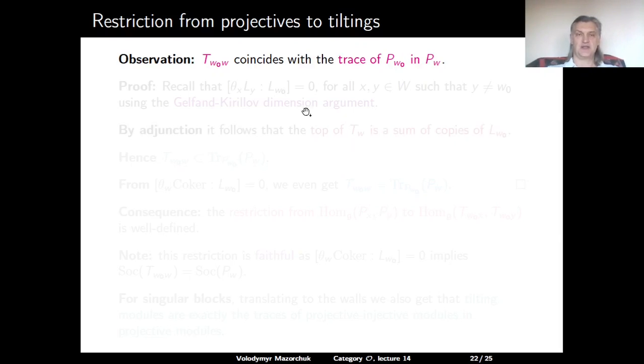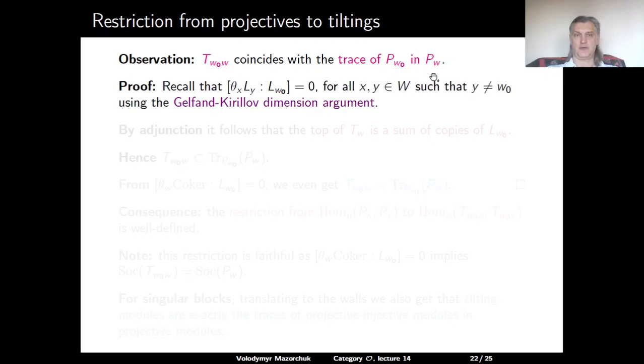The main observation is that the tilting module coincides with the trace of the projective-injective module in the projective module. So let's recall that if we take a simple module which is not antidominant and apply to it any projective functor, in the outcome we cannot get the antidominant simple as a subquotient, simply because antidominant simples are exactly the simples with maximal possible Gelfand-Kirillov dimension. So L_y has a strictly smaller Gelfand-Kirillov dimension, and projective functors cannot increase it.